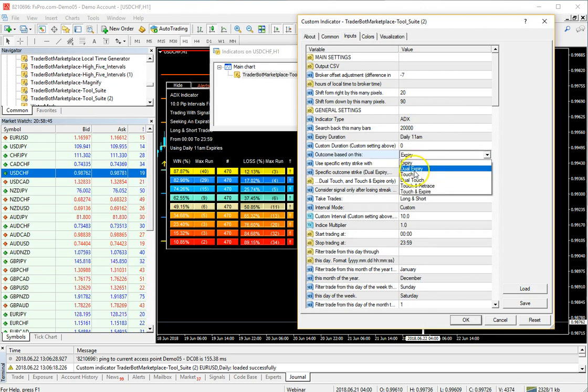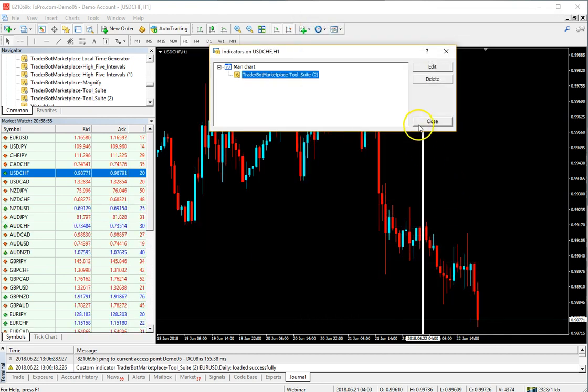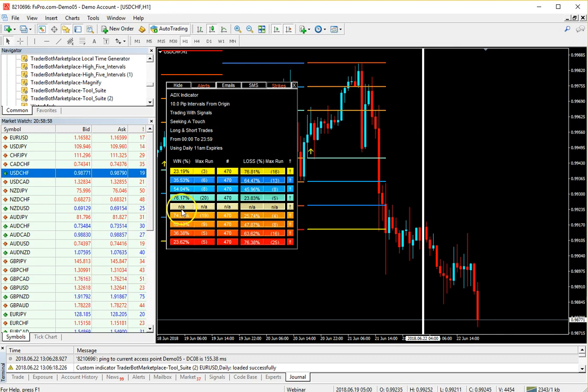Actually, I'm going to skip dual expiry. I'm going to go down to touch really quick. Let's look at touch. Now this is going to dramatically change these probabilities right here. Now notice you have no ATM probability. The reason is the tool suite is counting how often price touches an area, for instance, for a profit target or maybe a stop loss.